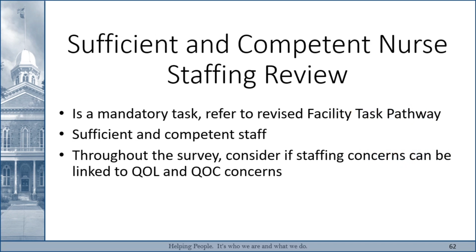A review of sufficient and competent nurse staffing will be conducted on every survey. This task is required to be investigated on every survey, since surveys are always considered whether staffing issues can be linked to resident complaints or quality of life and quality of care concerns. In addition, Phase 2 of the new rule puts a lot of emphasis not only on sufficient numbers of staff, but also the competence of staff.